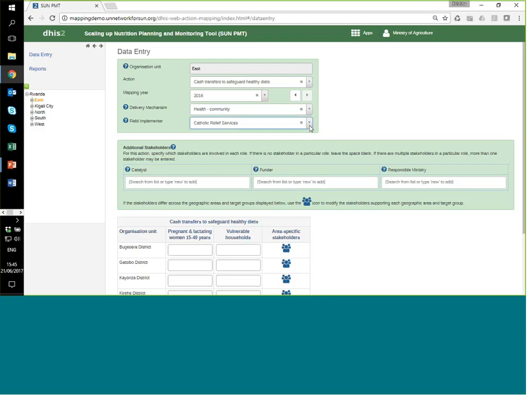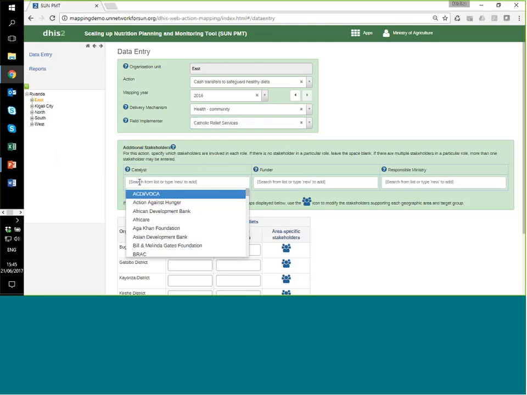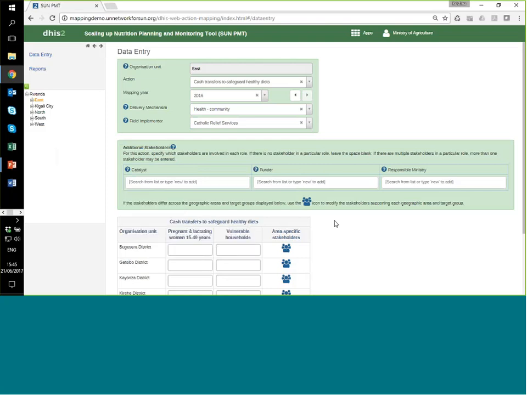So once we enter our field implementer, you are given the option to provide information on other partners that are supporting the action across the different roles that we discussed earlier in the examples. As a reminder for each of the roles, you can always hover over the question mark in order to see a definition of what this role is in order to help you complete the data. The drop-down lists for each of the partner roles function in the same way as the field implementer list. You can either search for the organization of choice, or you can add a new one if necessary. Also note that if there are no partners for this particular action, then these cells can be left blank.